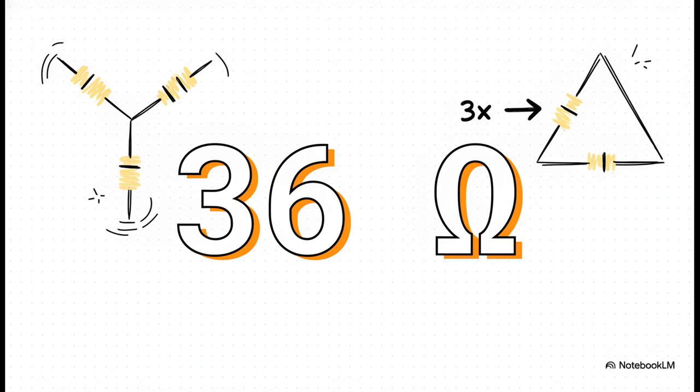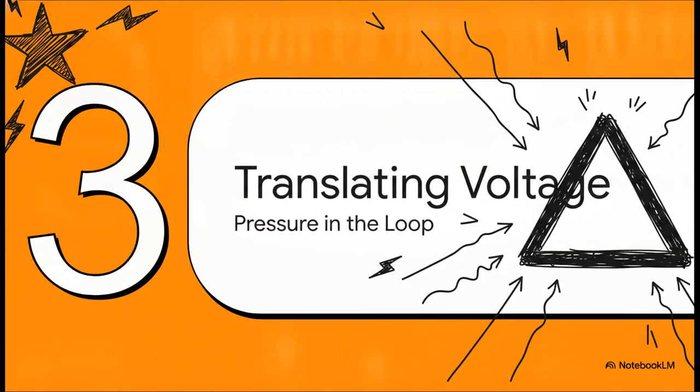So we take that starting 12 ohm star resistance, multiply it by our conversion factor of 3, and boom! We get an equivalent delta resistance of 36 ohms for each branch of our new triangle. Just like that, we've already solved the first piece of the puzzle. Next up is part 3, translating the voltage.